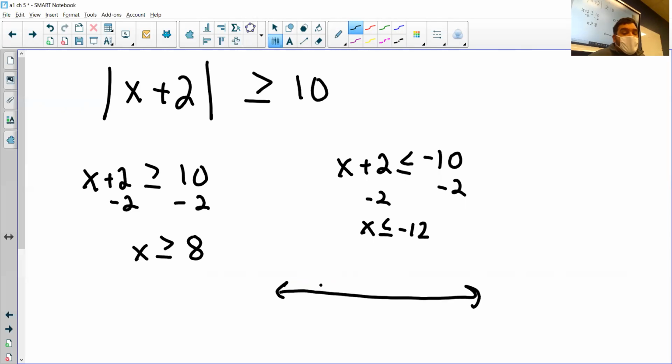That is an or statement. Even if you did not know it's an or statement, once you graph it, you're going to see it's an or statement. I'll do x is greater than or equal to 8. Another number is negative 12. So x is greater than or equal to 8, it's a closed circle, and I'm going to go this way. And x is less than or equal to negative 12, so I put a closed circle here, and I go to the left. I'm just telling you how to do it.